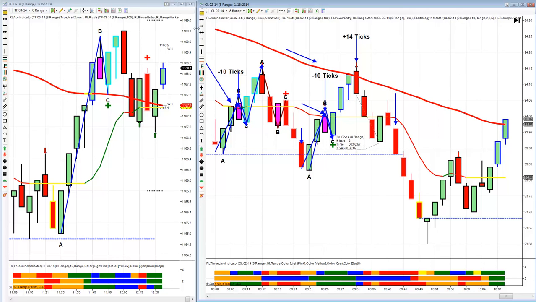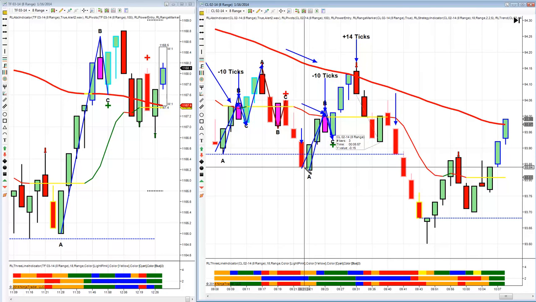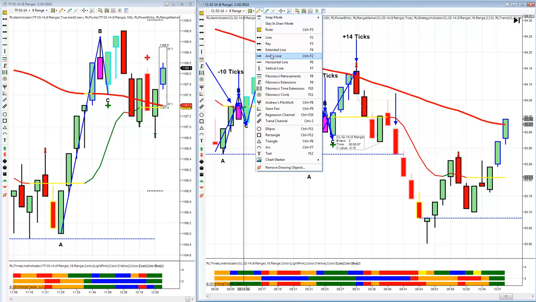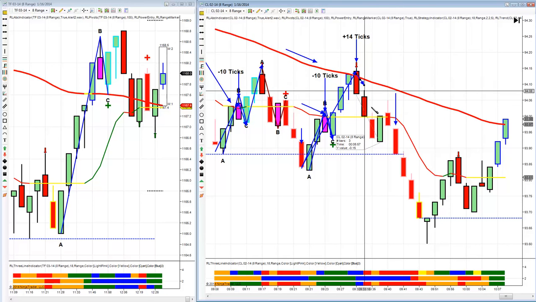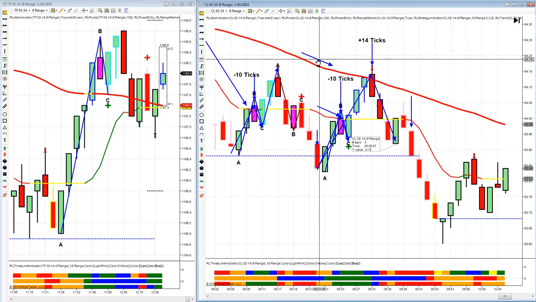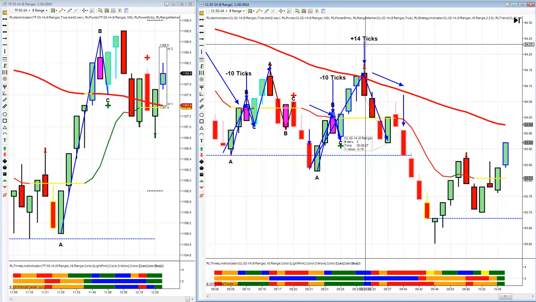So the next trade was a move to the upside, power entry short. 50 is heading down hard. That gave us 14 ticks. That was a 2-target win.